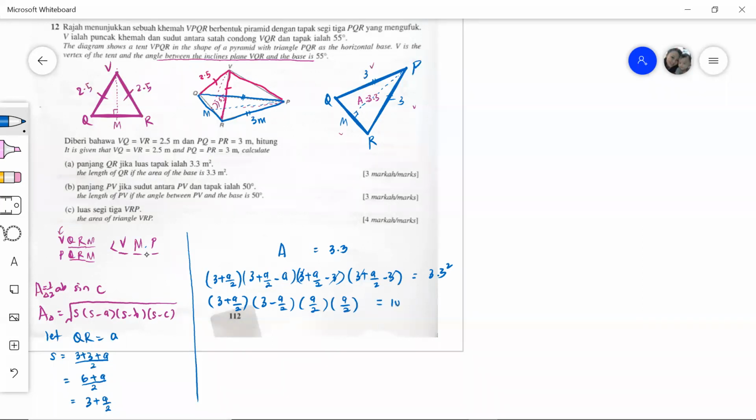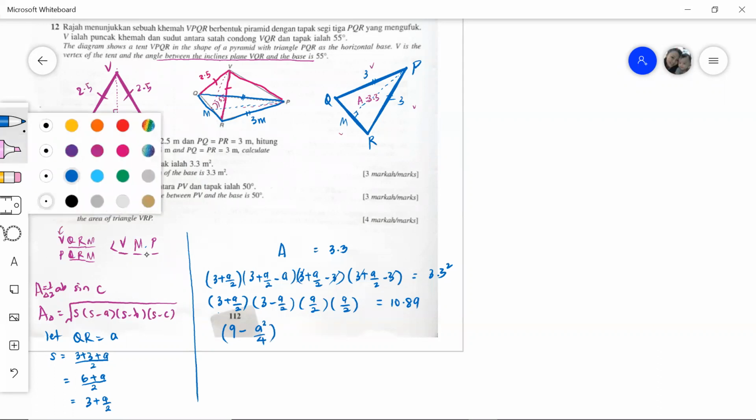That will be 10.89. So this one, 3 plus half A, 3 minus half A, is actually the difference between two perfect squares. So we can just take 3 squared minus the square of A over 2. That will be A squared over 4.